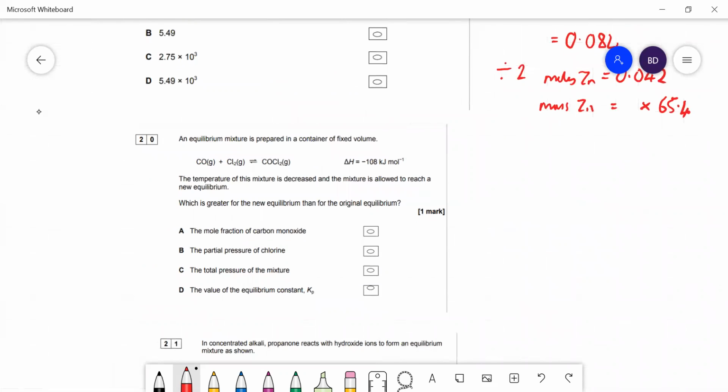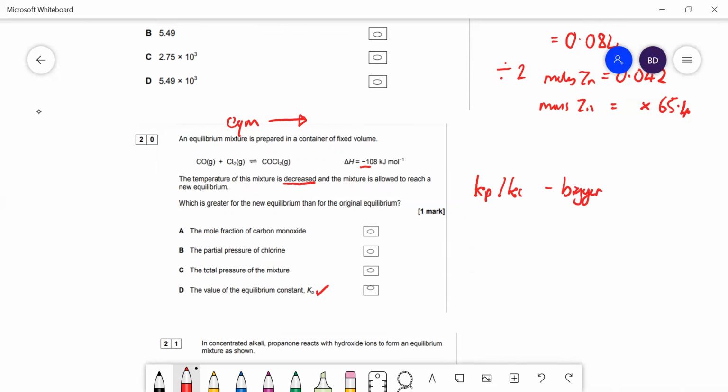We've got this equilibrium mixture, carbon monoxide and chlorine, giving the COCl2. The temperature is decreased, and this is an exothermic reaction. So if we decrease the temperature, the equilibrium position is going to move to the right. That means Kp or Kc will get bigger because you've got more products and less reactants. It says which is greater? Well, the value of the equilibrium constant Kp, that's the answer, isn't it? Because that's going to get bigger.